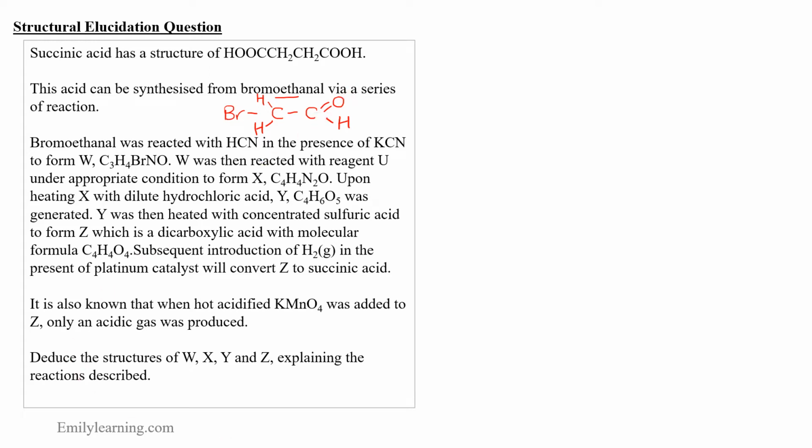So basically with this sentence, I know what W is now. W will be CH2Br, and I'm going to do an addition on the aldehyde group. So it will be OH here and CN here, and there's an H here. All right, so this is W. So now I already know W.